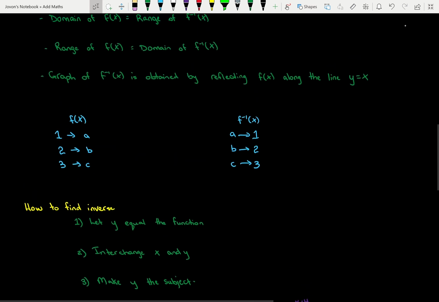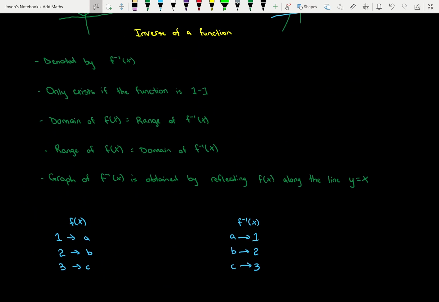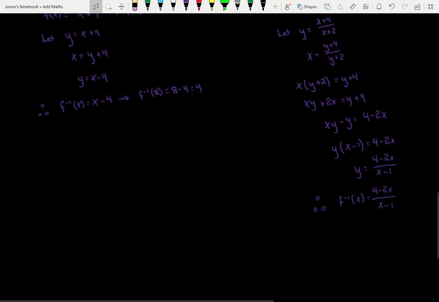Again, remember, for the inverse of a function to exist, it must be one-to-one. The domain becomes the range. So let's say I have a function, and I tell you that the domain of f of x is 1, 2, 3, and the range of f of x is 7, 8, 9. For the inverse function, this becomes the domain of the inverse function, and this becomes the range of the inverse function. So it switches.